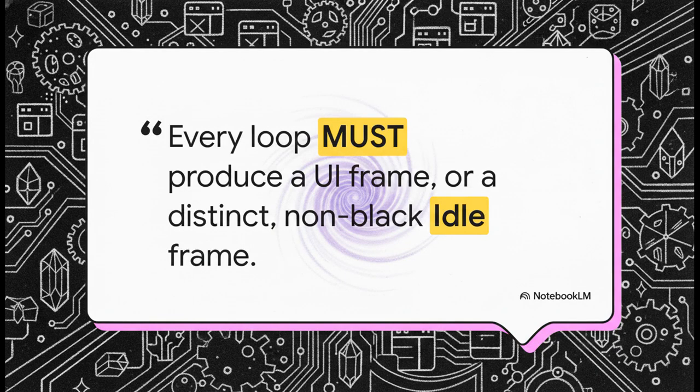That brings us to our most critical visual contract, the Visual Liveness Guarantee. The contract states exactly this. Every compositor loop must produce either a UI frame or a distinct non-black idle frame. A completely black screen? That's an illegal system state for us. If the screen goes black, it means the compositor loop is starved, or worse, it's totally dead. Even if our IPC fails completely, sexdisplay is required to render a distinct visual state, like our signature cosmic purple base. That proves to us that the display driver is still alive and the kernel is cycling correctly.